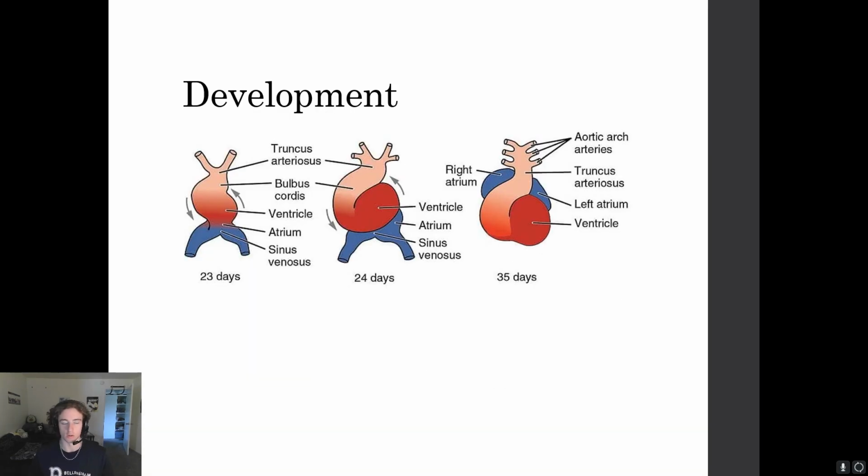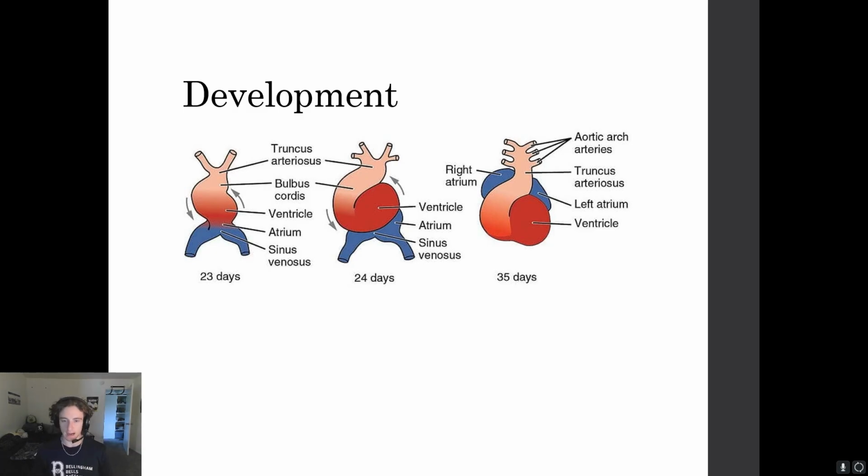All right, so moving on. Time to talk about the development of the heart. I mean, why are we talking about the development? Well, we've talked about the anatomy of the heart. We've talked about some of the physiology of the different types of cells. We talked about why certain cells act differently, how they do their function.